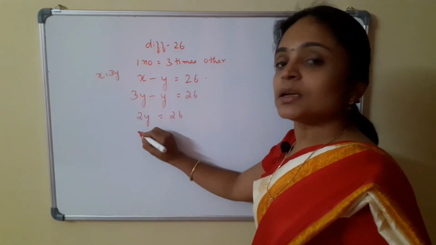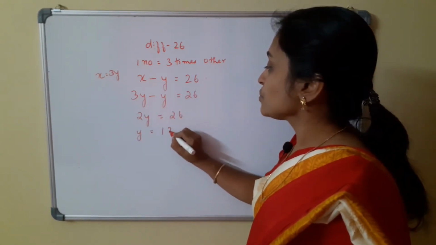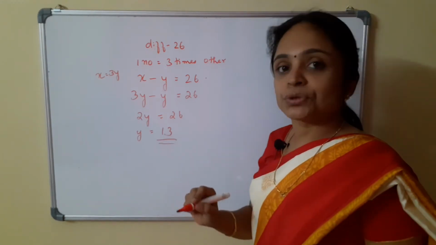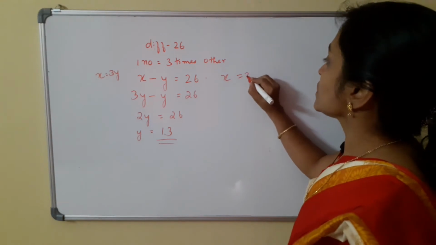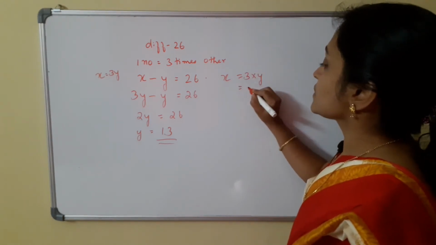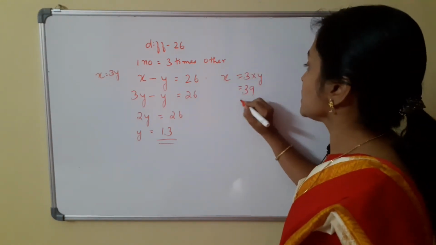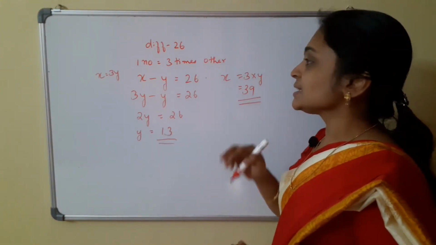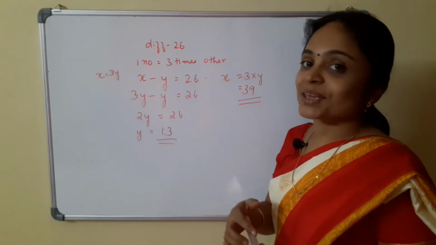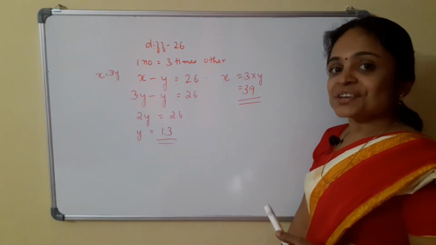What is y? y equal to 26 by 2 equal to 13. So you got y as 13. And what is x? x equal to 3 into y. 3 into 13 is 39. So 13 and 39 are the numbers. Okay. Finished? Shall we proceed?